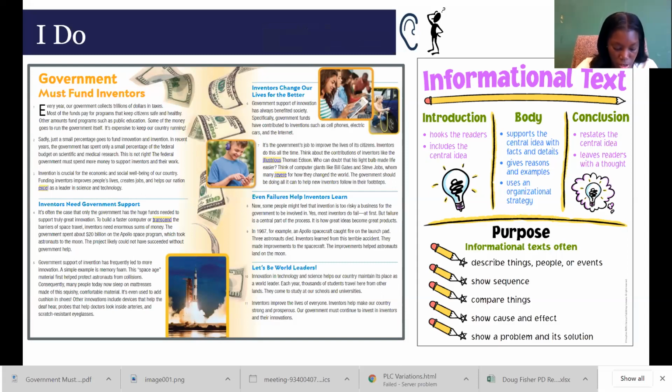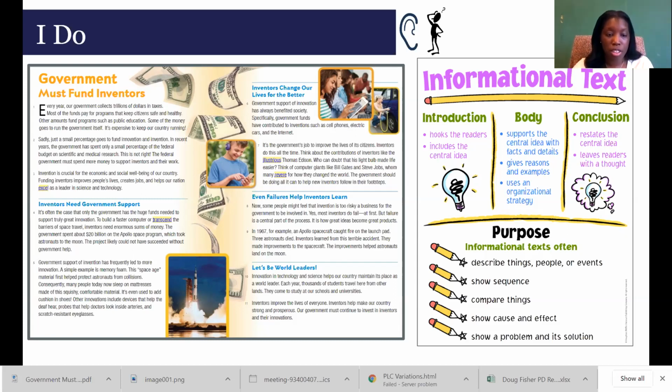In recent years, the government has spent only a small percentage of the federal budget on scientific and medical research. This is not right. The federal government must spend more money to support inventors and their work. Inventions are crucial to the economic and social well-being of our country. Funding inventors improves people's lives, creates jobs, and helps our nation excel as leaders in science and technology.